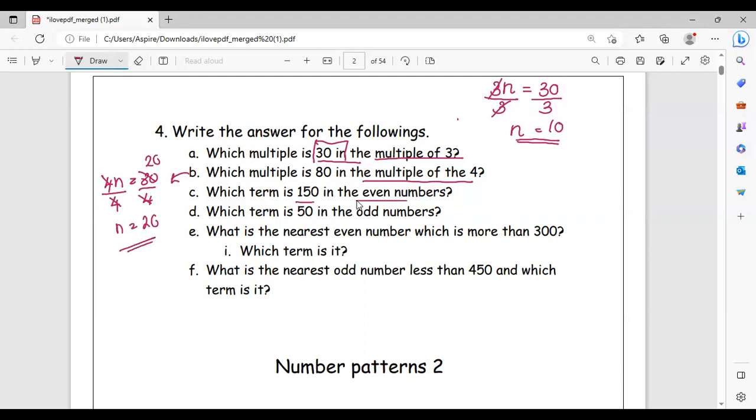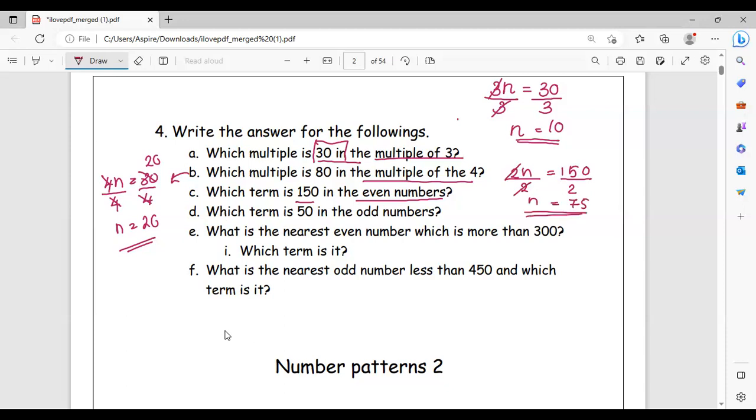Which term is 150? The even numbers. Then what is the general term of the even number pattern? 2n. Very good. 2n equals 150. Divide both sides by 2. Then 2 and 2 cancel. n equals 75.